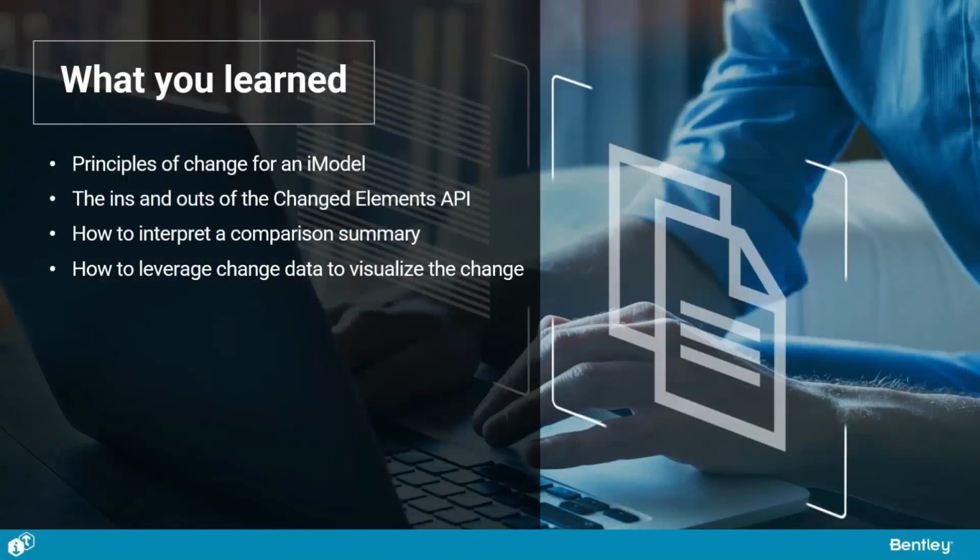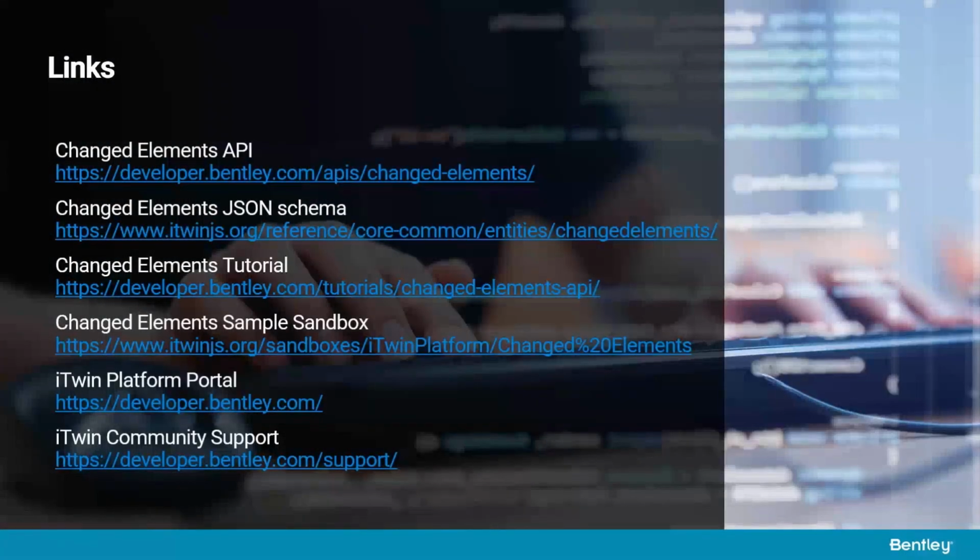To summarize, we looked at an overview of what change is, how the API works, how to interpret comparison summaries, and how we can leverage the API to visualize change. Here are some useful links. I really encourage you to experiment with the sample Sandbox viewer, as it will allow you to explore the usage of the API in an iTwin viewer application straight from your browser. It will even allow you to make code changes to test things out.